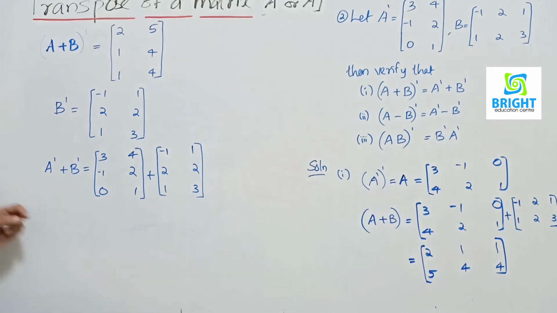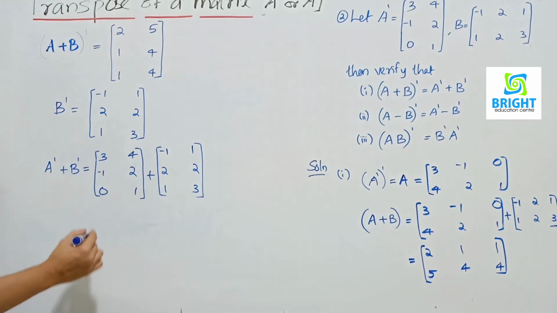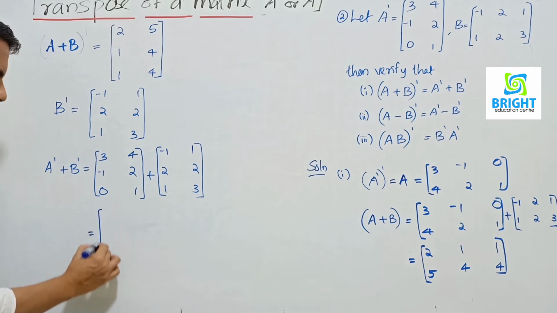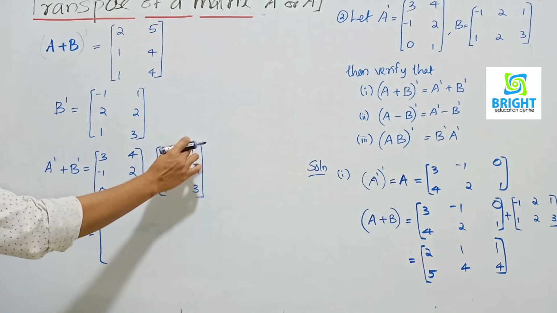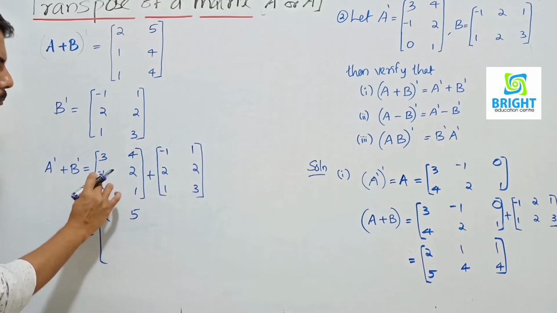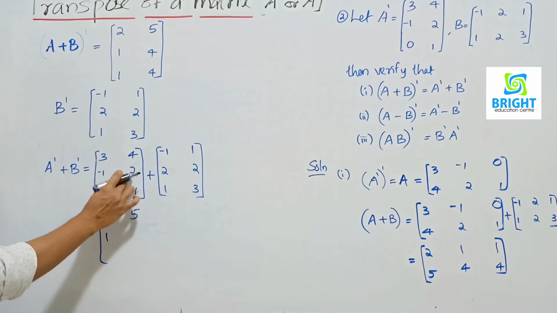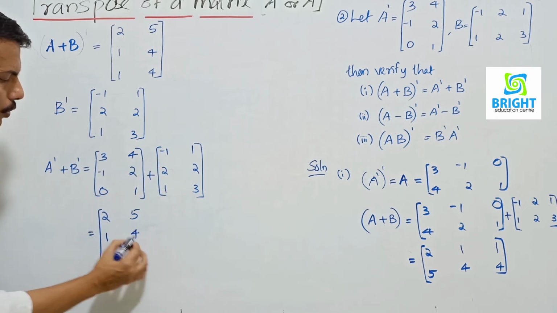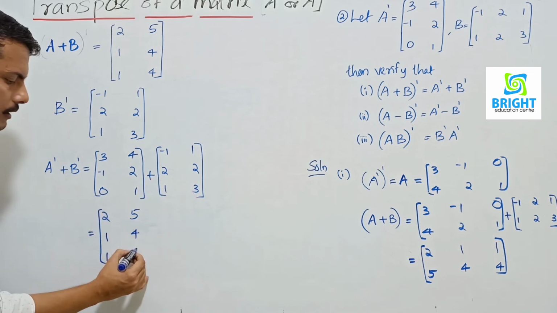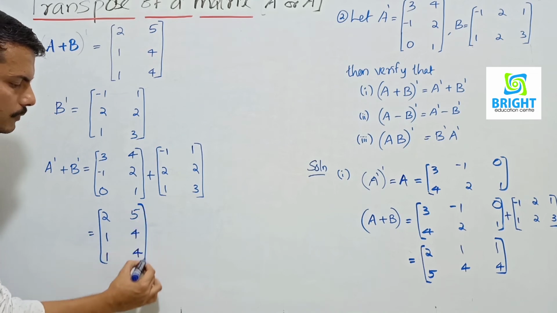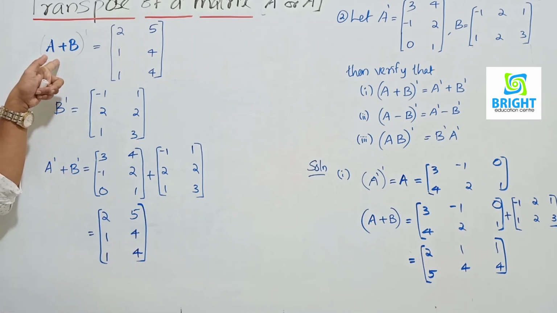Now let's add these two matrices, students. We'll be adding this one, 3 plus minus 1. What do you obtain? What is 3 plus minus 1? It is 2. 4 plus 1, it is 5. Minus 1 plus 2, it is 1. 2 plus 2, it is 4. 0 plus 1, again 1. 1 plus 3, 4. Now you verify. What is your A plus B all transpose?